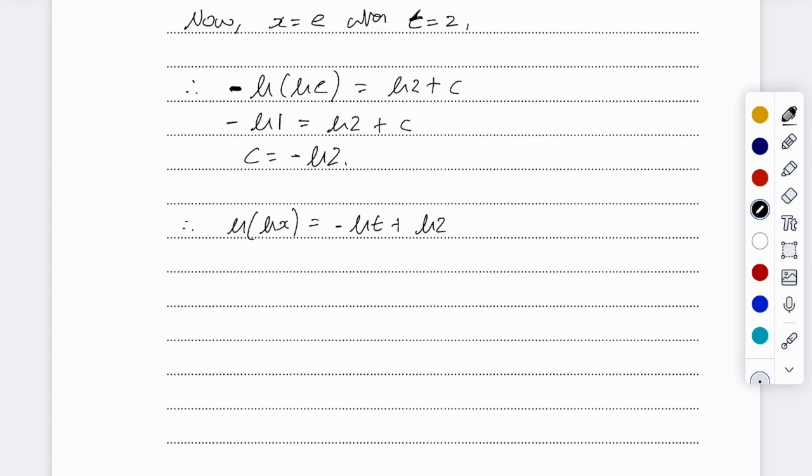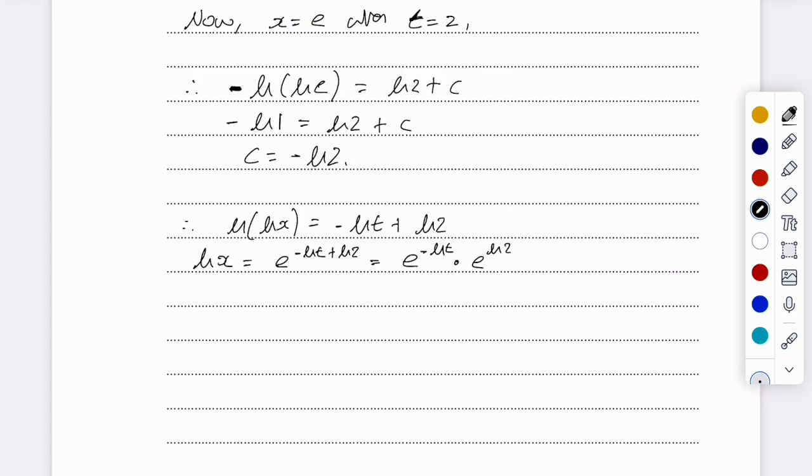Alright? And now this is a part that's going to trip people up a bit, because you've got ln of ln x, what do we do now? Well, think about it like this. We can say that ln x is going to equal e to negative ln t plus ln 2. That's going to give me e to negative ln t times e to ln 2.